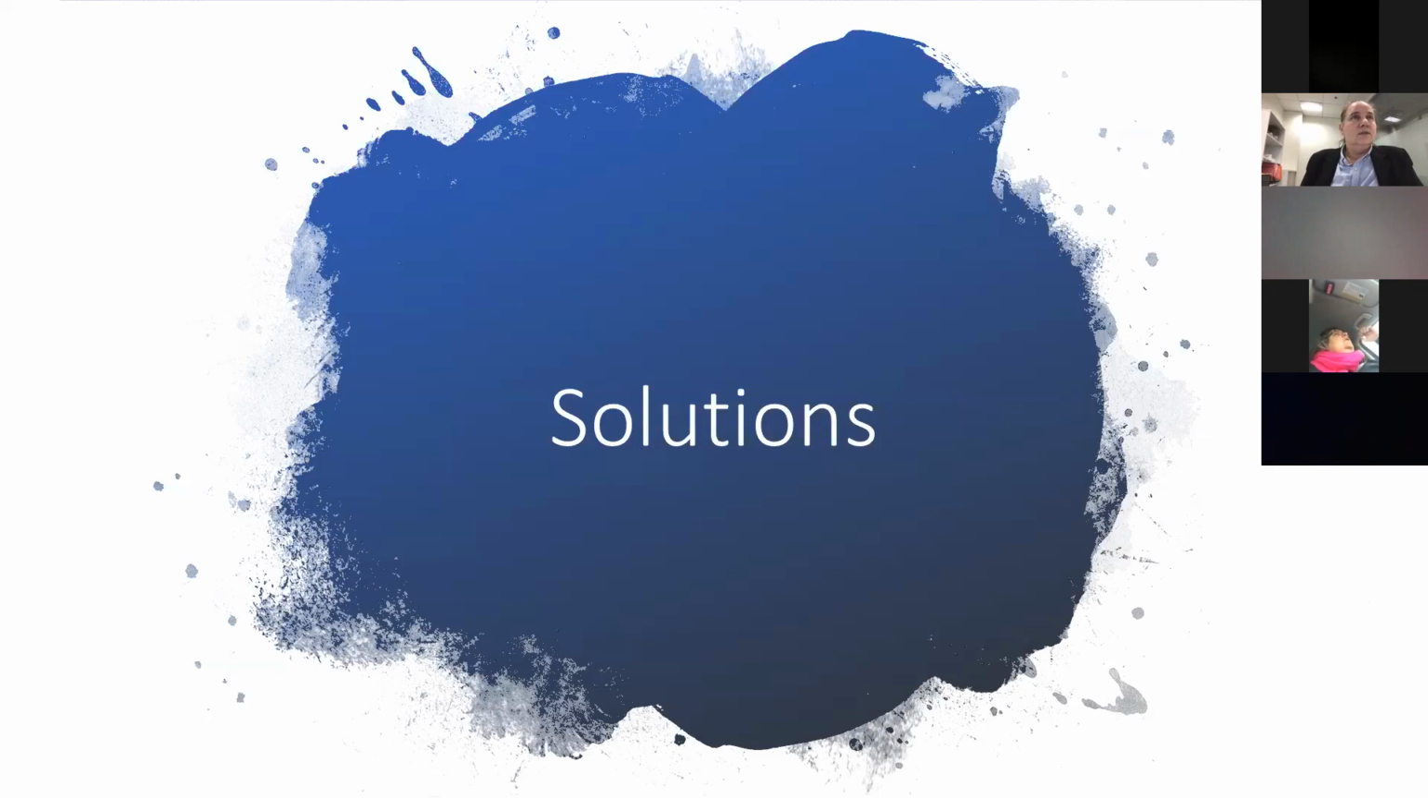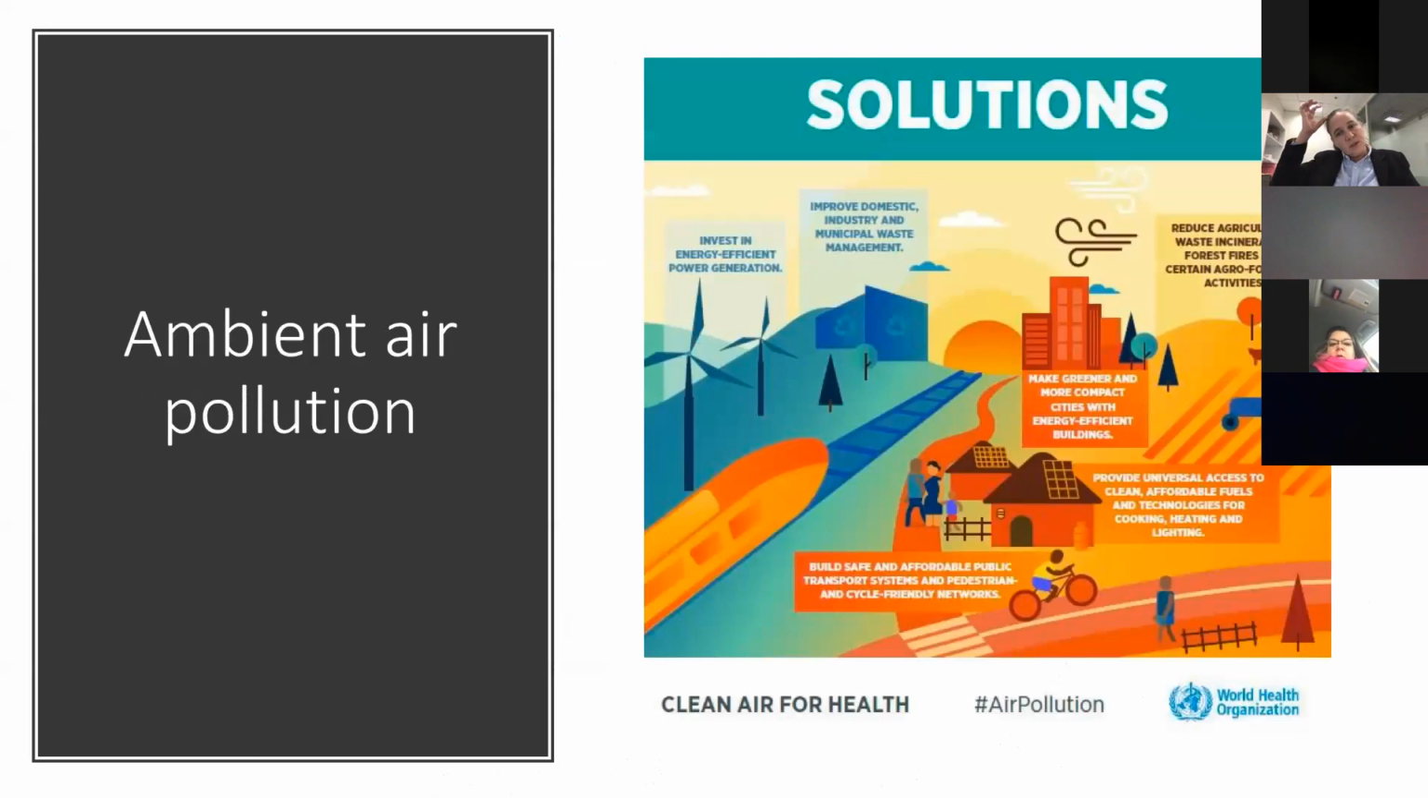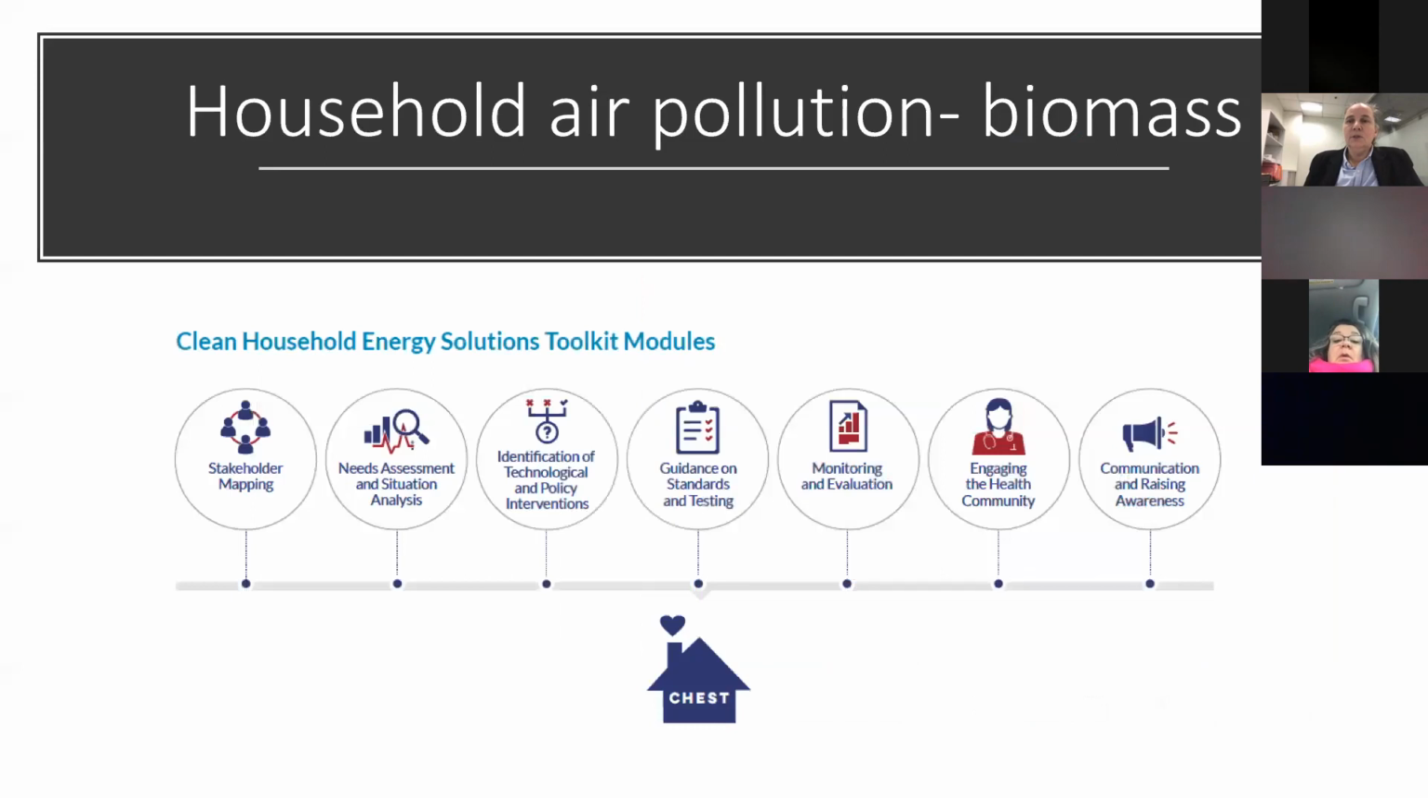So in terms of solutions for these exposures, the World Health Organization is making policies and investments supporting cleaner transport, energy efficient housing and power generation, energy efficiency in industry and better municipal waste management. So that's the sort of things that they're up to. And in terms of household air pollution, they're attacking the biomass problem with a clean household energy solutions toolkit, where they're going into communities, assessing the need and changing the fuel used for cooking and heating.